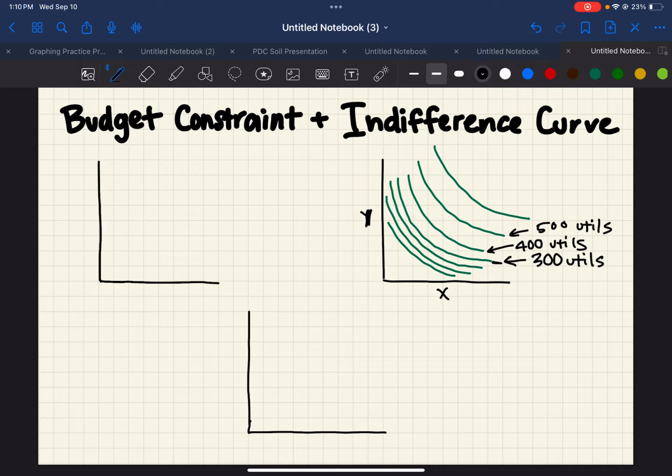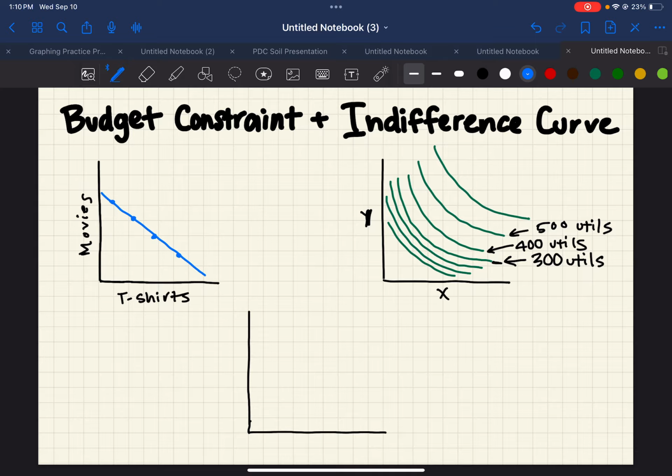So let's move over to a budget constraint graph. We'll look at our movies versus t-shirts graph, and we have a budget line. So it looks like that. What this is saying is that we could consume any combination of movies and t-shirts that sits on this line for the same amount of money.